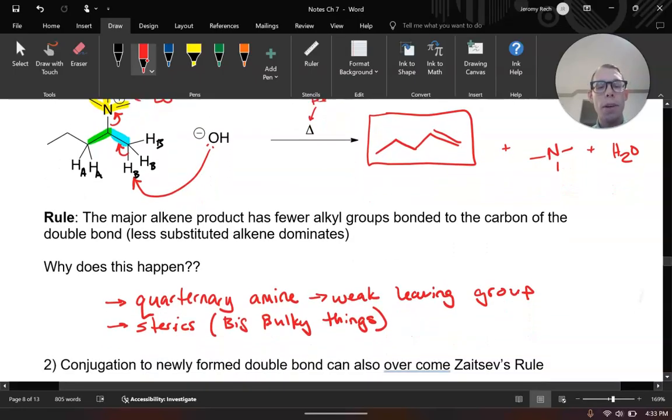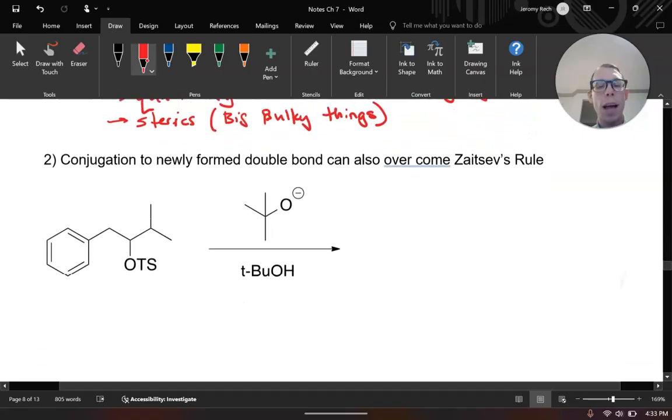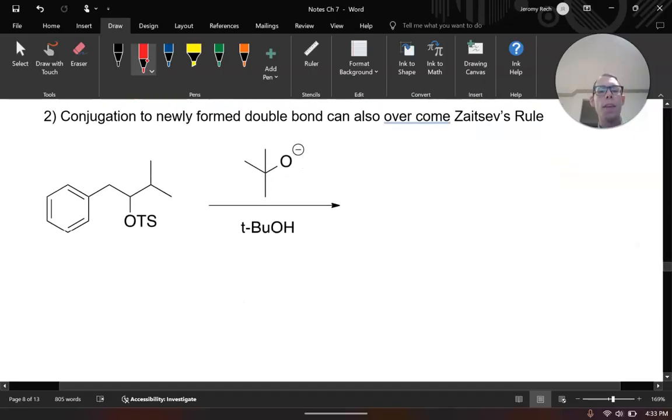The other interesting example is going to be based on conjugation. And this isn't really an exception to Zaitsev's rule, because Zaitsev's rule is really saying, let's make the most stable double bond. And if you can have a double bond that can do resonance, that's going to be more stable. Conjugation is just another fancy way of saying resonance, and that is going to be significantly more favored.